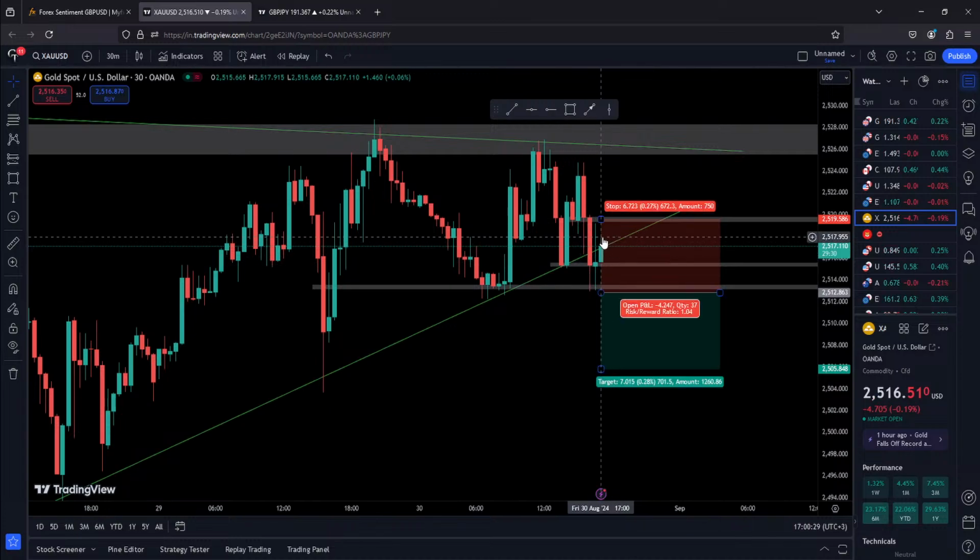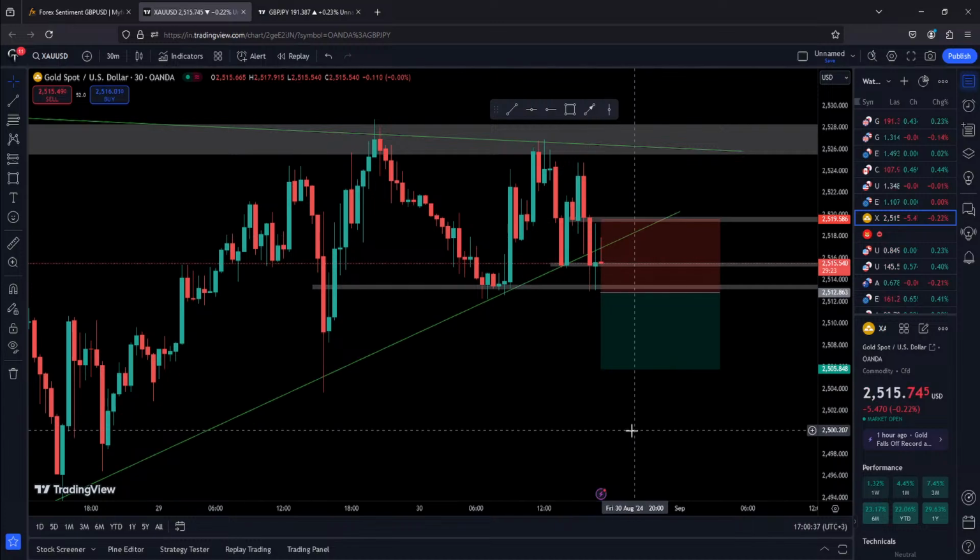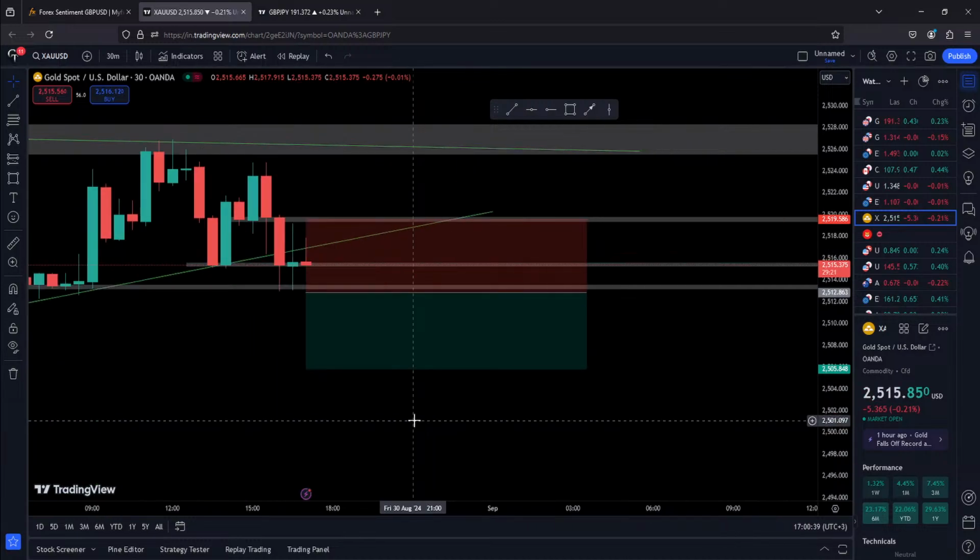this upper wick will be one confirmation of moving down. So let's see how this goes.